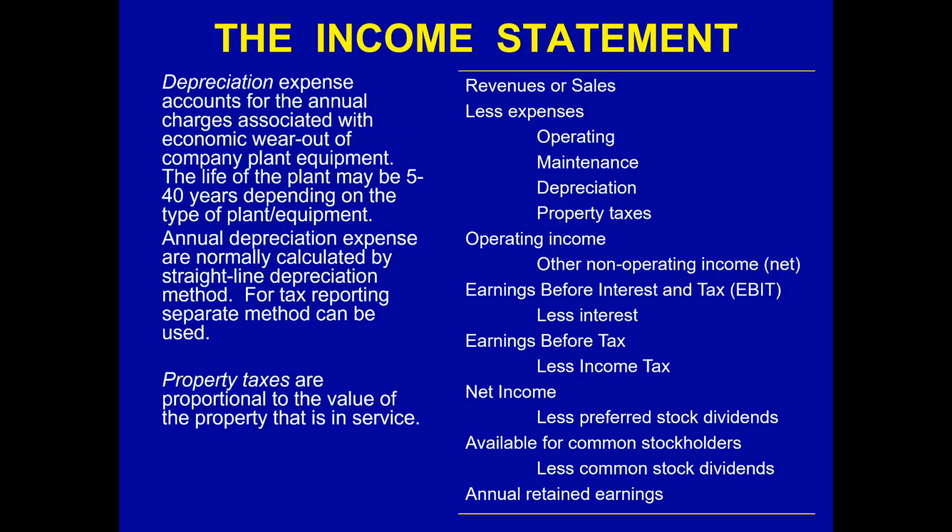Then of course they have to pay taxes, property taxes also. Depreciation. Next item is depreciation. Depreciation expense accounts for the annual charges associated with economic wear out of company plant equipment.